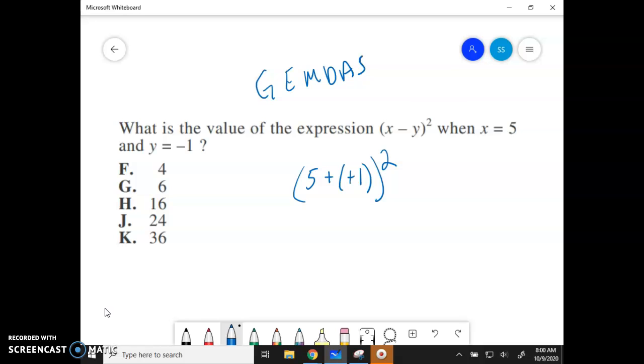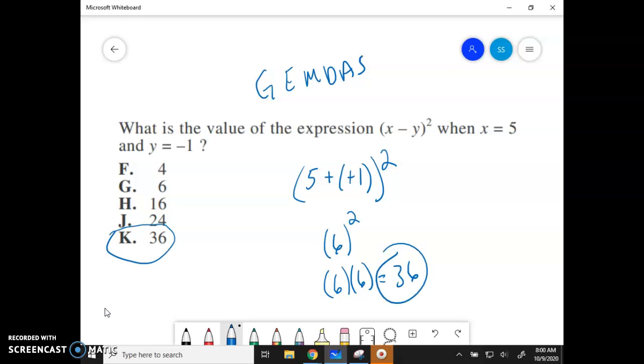Okay, now we just add these together. 5 plus 1 is 6. And now 6 squared is 6 times 6, which is 36. There you go.